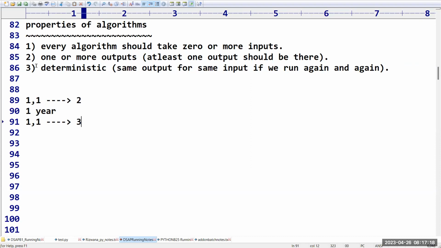So an algorithm is said to be deterministic if, when you supply the same input even after a long time, that algorithm produces the correct output for it.